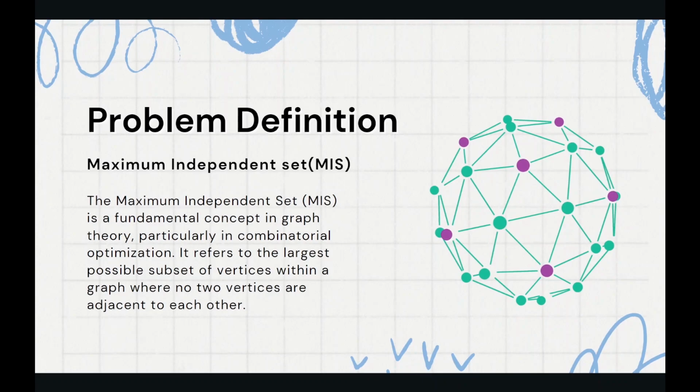Before understanding the problem of maximum independent set, we need to understand what an independent set is. An independent set is a set of vertices in which no vertex is adjacent to any other. On top of this, a maximum independent set is an independent set with the maximum possible cardinality for the graph. This is a very popular NP-hard problem and has multiple uses in real-world applications.